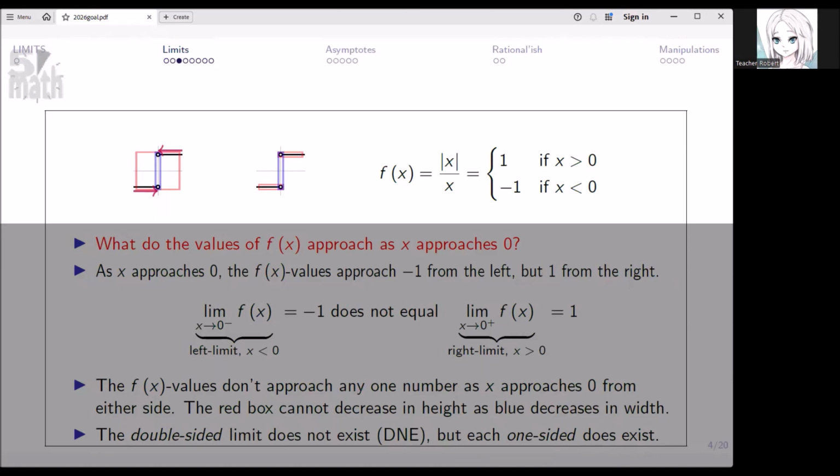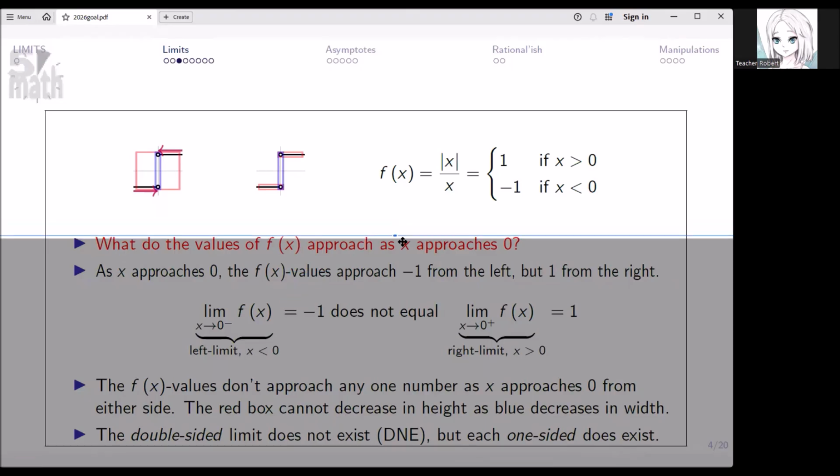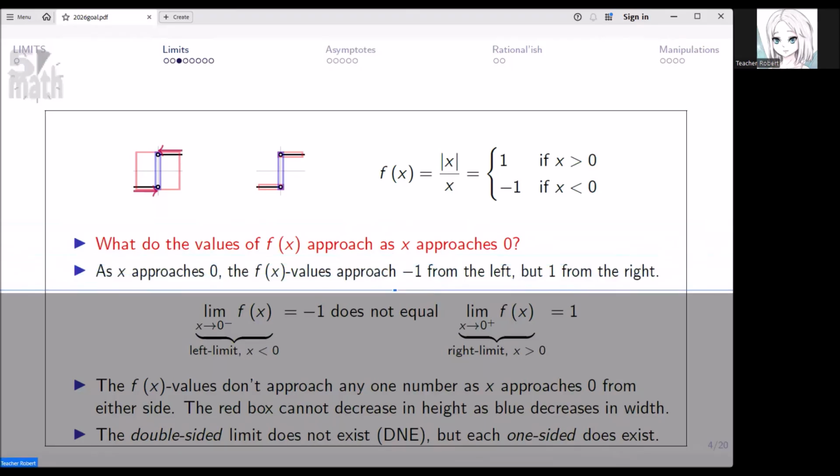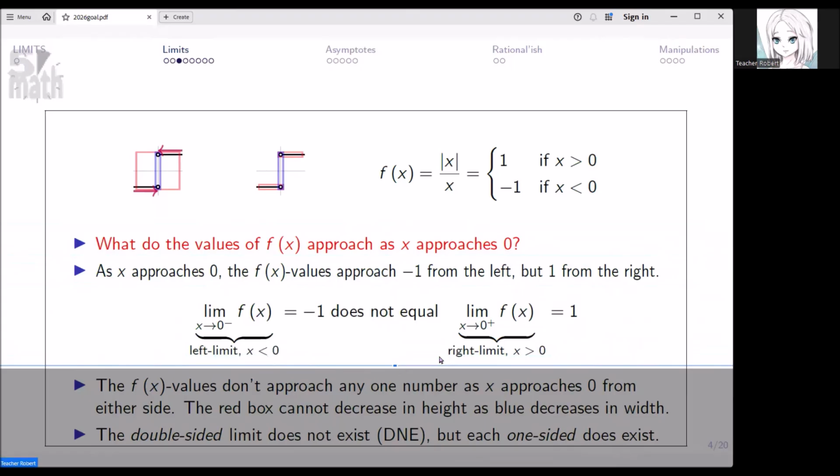F of x equals absolute value x over x, which equals this. What do the values of f of x approach as x approaches 0? As x approaches 0, the f of x values approach minus 1 from the left, but 1 from the right. The limit as x approaches 0 from the negative of f of x equals minus 1, which does not equal the limit as x approaches 0 from the positive of f of x, which equals 1.